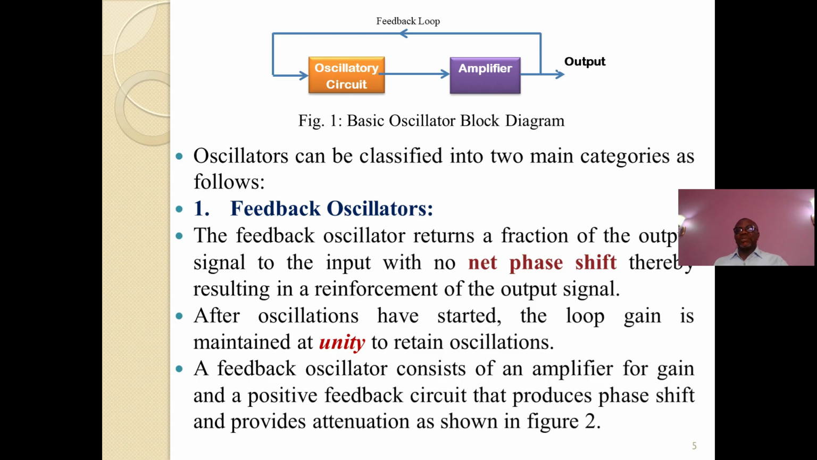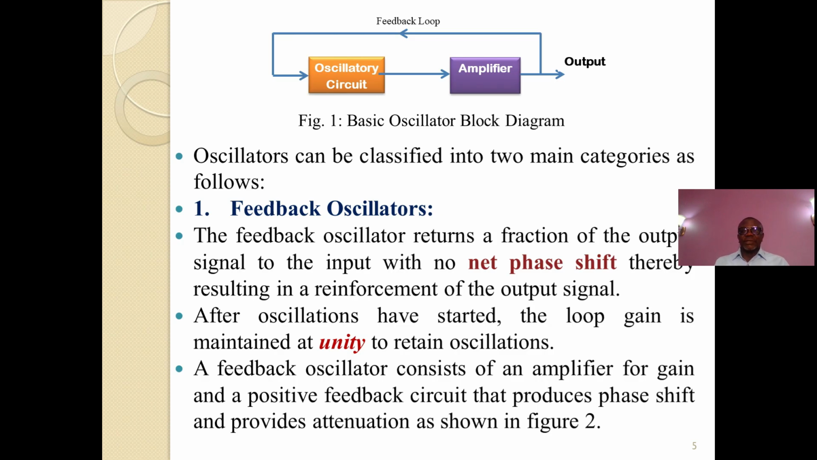Then, in most cases, there is a feedback which helps to regulate and stabilize the output. As we go down, we will break down these two block diagrams so that you see what is happening. But if you look at this block diagram, you see that there is no input, but there is an output. So any electronic circuit that gives output without the necessity of an input is termed an oscillator.